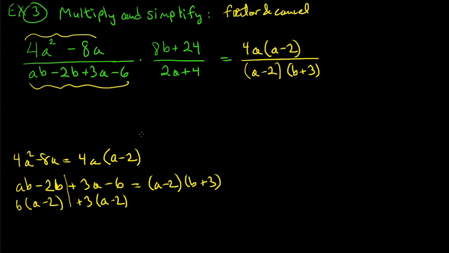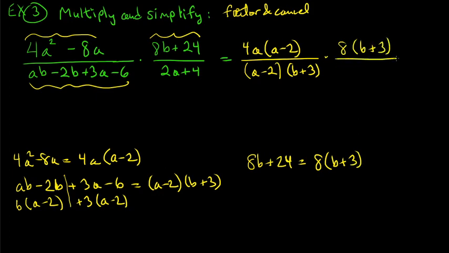Okay, so we have the second numerator, which is 8b plus 24, and here the GCF is 8. So you factor out the 8, and you're left with b plus 3. So 8 times b plus 3. And the second denominator, boy, that's easy. 2a plus 4, just factor out the 2, and you're left with a plus 2. So 2 times a plus 2, right?